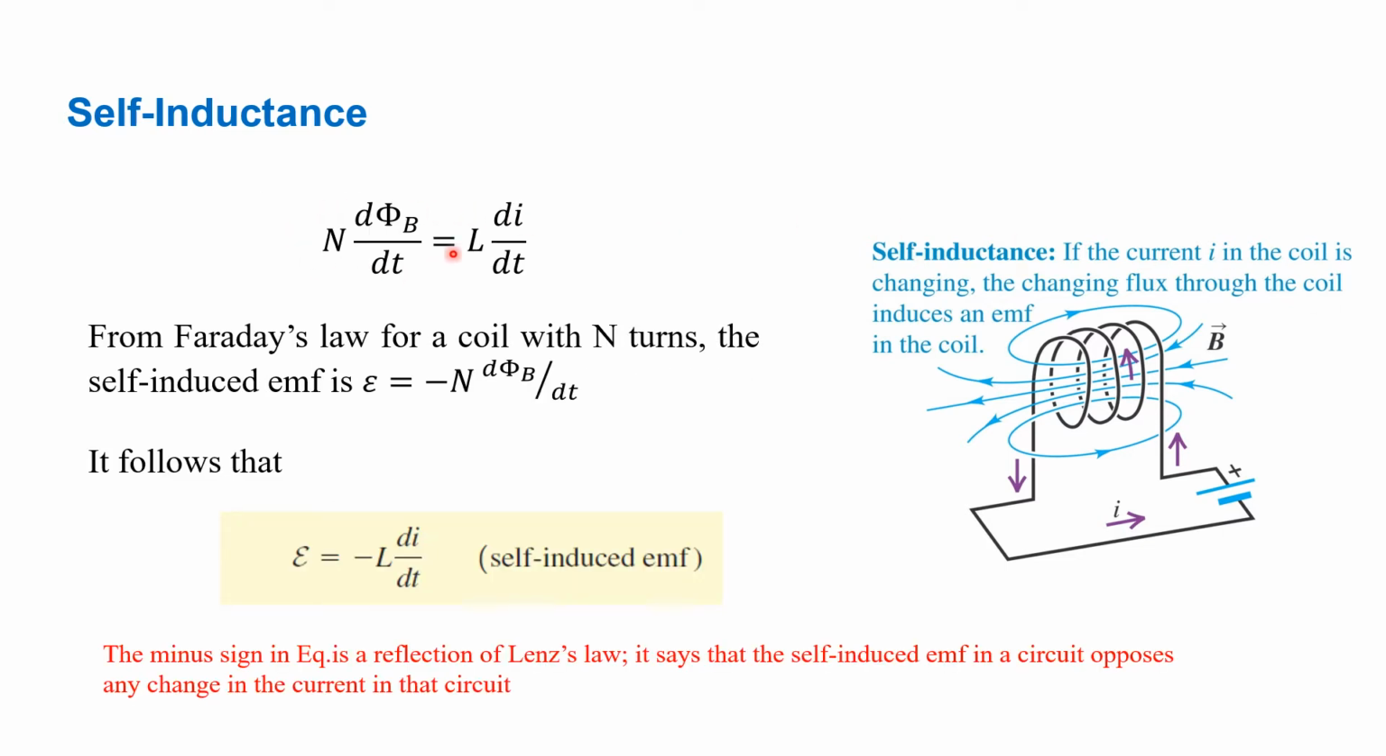Again from Faraday's law for a coil with N turns, it follows that epsilon is equal to negative L di/dt. This is the self-induced EMF in your circuit with varying current. The minus sign in the equation is a reflection of Lenz's law, and it says that the self-induced EMF in a circuit opposes any change in the current in that circuit, as we have talked about earlier. So your induced EMF opposes sudden changes in the current within your circuit. That's why you have the negative sign.